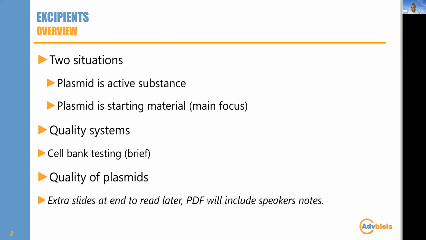I'm going to talk about two situations. I'm going to talk about the plasmid as a drug product or an active substance of a drug product, more as a contrast to the main purpose of the talk, which is to talk about plasmids as starting materials for the manufacture of viral vectors by transient transfection systems.